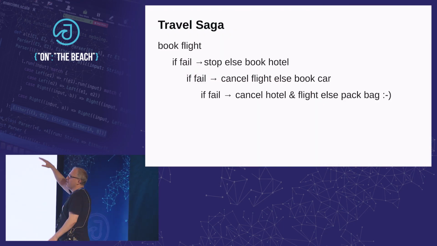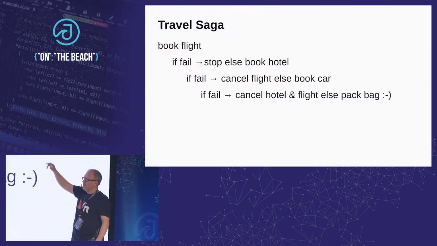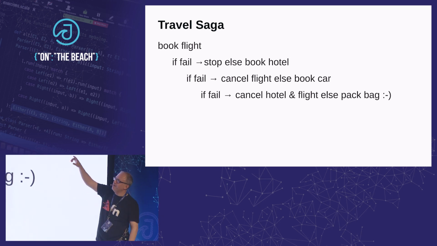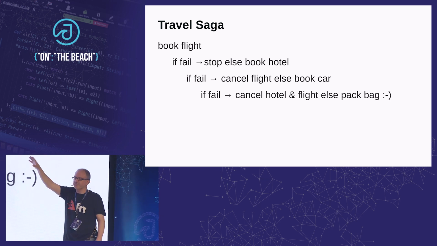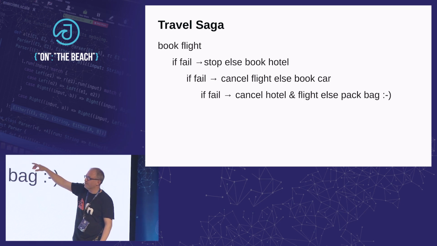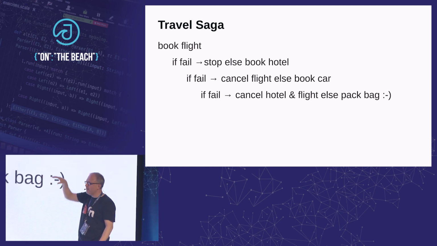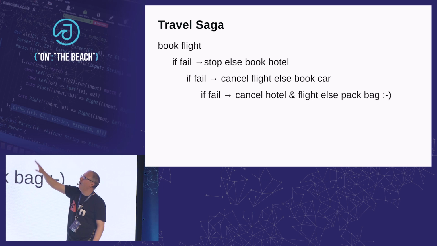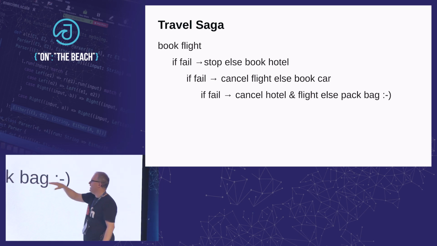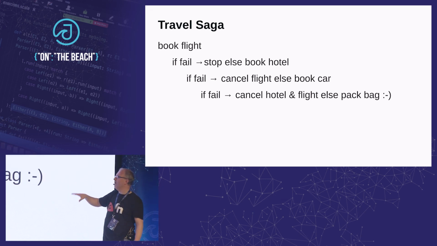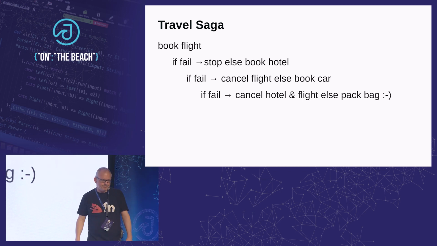So in a travel saga, we want to go on holiday. We want a hotel and a car and a flight. So we start by booking the flight. If that fails, we'll just stop. Otherwise, we'll book the hotel. If that fails, we need to cancel the flight as the compensating step. Otherwise, we'll book a car. And if that fails, we need to cancel the hotel and the flight. Otherwise, we're going on holiday.